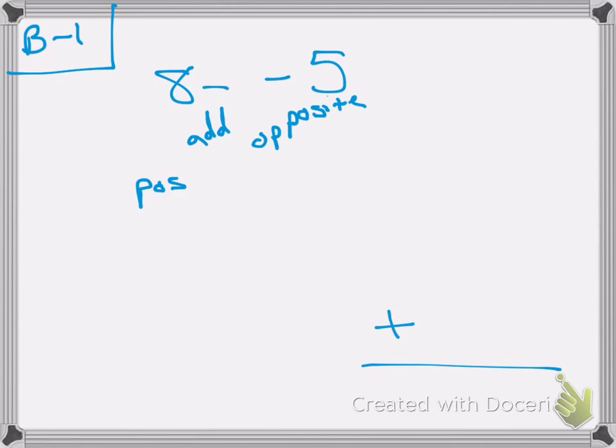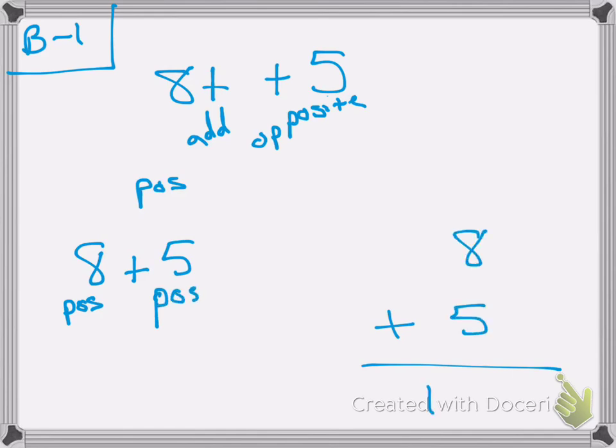So here's what we've got. We've got add the opposite. So I change this subtraction to addition. And what's the opposite of -5? Positive 5. So what we've got here is positive 8 plus positive 5. They're both positive, so you just straight up add. 8 plus 5 is 13. And since they were both positive, my answer is positive. That's when you're adding.